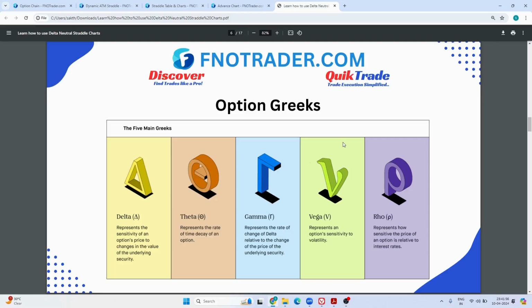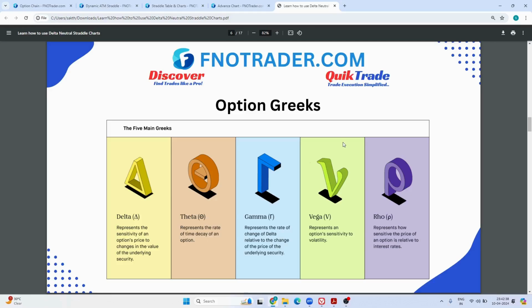But rho is relative to interest rates, and our interest rate doesn't change when we come to weekly, so we'll ignore rho. We'll focus on delta, theta, gamma and vega. So delta, I'll give you a very basic explanation. If the underlying moves 1 rupee, how much does the option price move? For every 1 rupee movement of the underlying. So if the spot moves 1 rupee and the delta is 0.5, then it moves 50 paise.